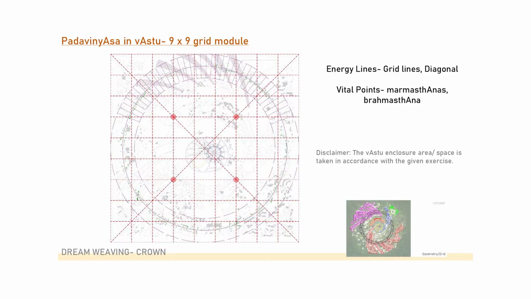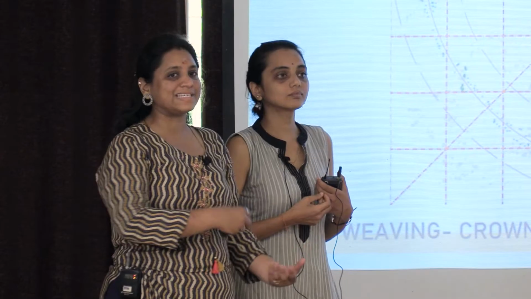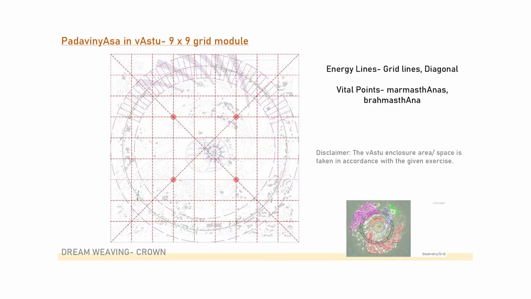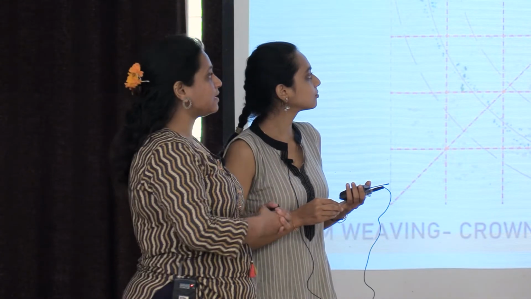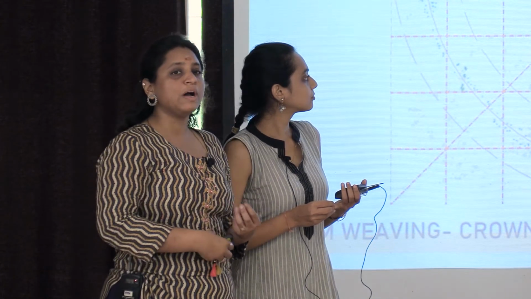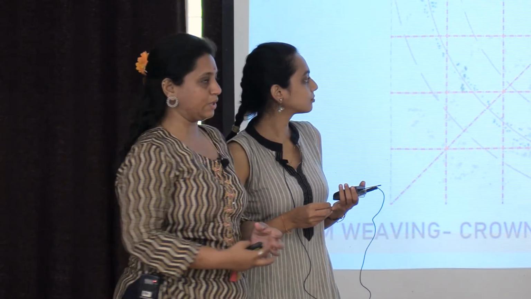So next. To take it further, the previous slide is where we left it last time. We brought in the concept of Pada Vinyasa, which is a 9x9 grid module as per the Vastu Shastra texts. We saw how the different energy lines, which are the grid lines and the diagonals, and the vital points, which are the Marmasthana and Brahmasthana, which we will explain in a bit, would start giving us clues on how to begin working on this model.